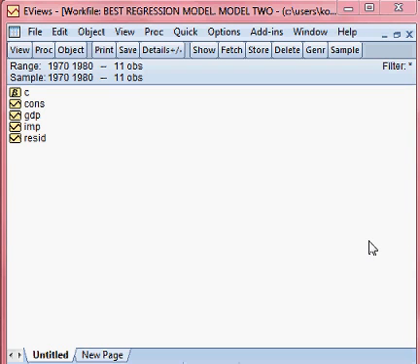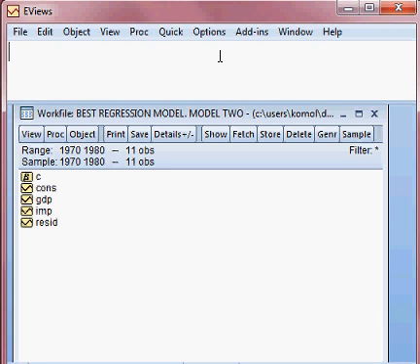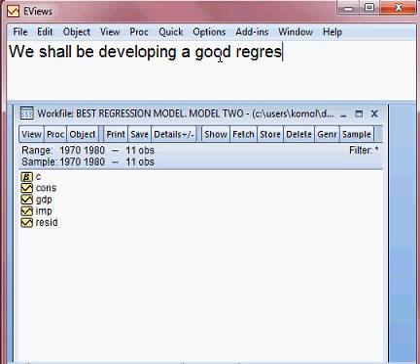Okay, today we shall be developing a best regression model. We shall be developing a good regression model. If possible, we shall try to develop a good regression model. So that is our target for today.